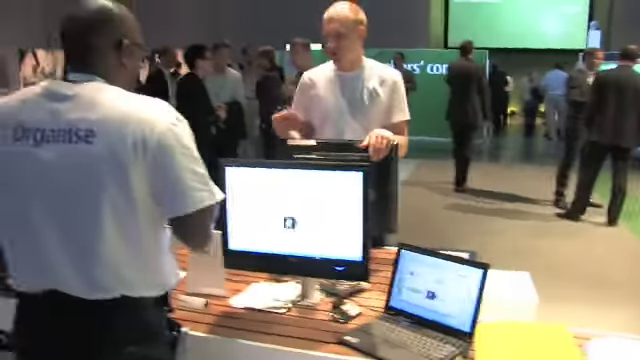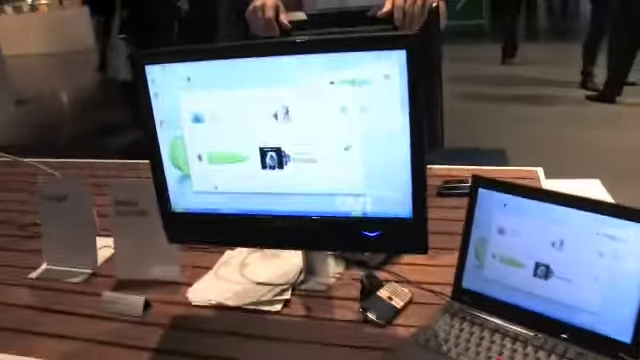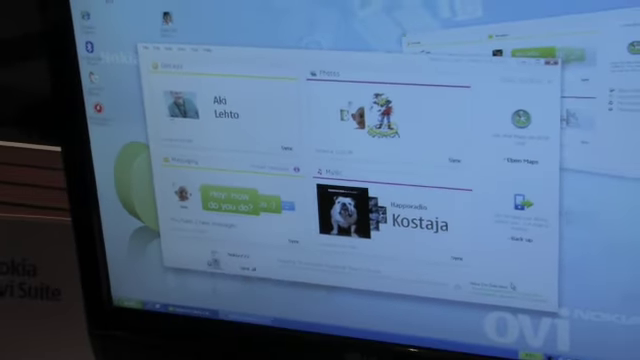Okay, so next on I've got the Ovi Suite there, just going past, have a quick look at that. That's Nokia's new way of doing everything on Ovi. It's going to be the desktop suite that sort of takes over from PC Suite. So yeah, good stuff there.